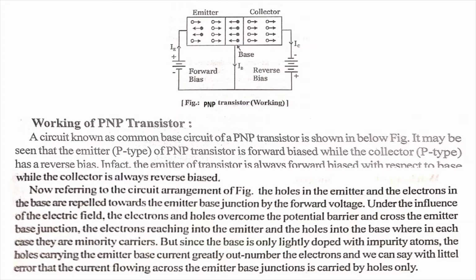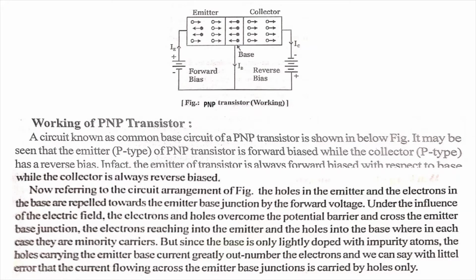Now when the holes from the emitter come towards the base region, the base is a thin layer as compared to this, and there are fewer electrons present in the N side. 5% of holes combine with electrons, and that constitutes the current IB. 95% of holes come to the collector terminal, which is attracted by the negative terminal of the battery and constitutes the current IC.